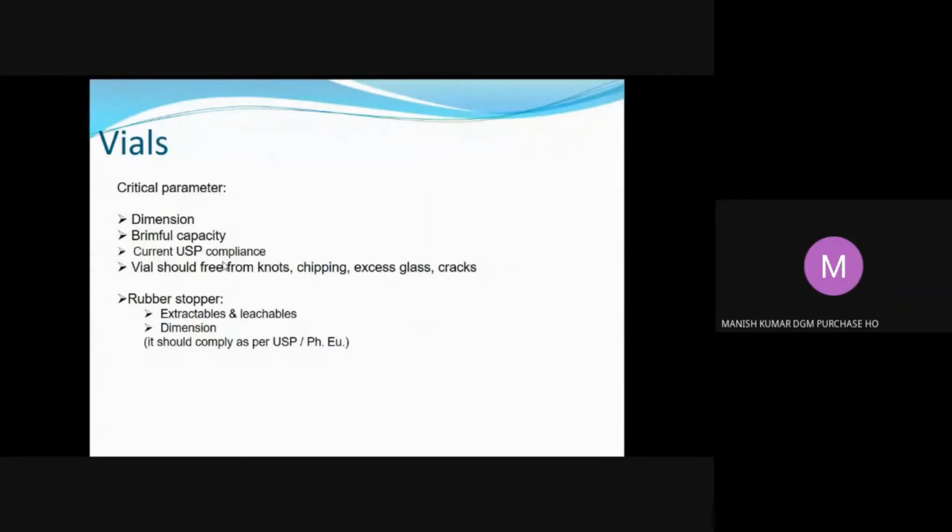So the critical factors for vial development are the dimension and the brimful capacity, or OFC, as we have said. It should be as per pharma compliance or USP compliance. Vials should be free from knots, chipping, excess glass and cracks, because you have to check all those parameters, and machines should have the check parameters, because vials come from one place to another. In transit also, there are chances of cracks and damage in the vials. So those checking and inspection systems should be there. And whenever you are selecting or changing any rubber stoppers, you should do the extractable data, and you should have the leachable data also.